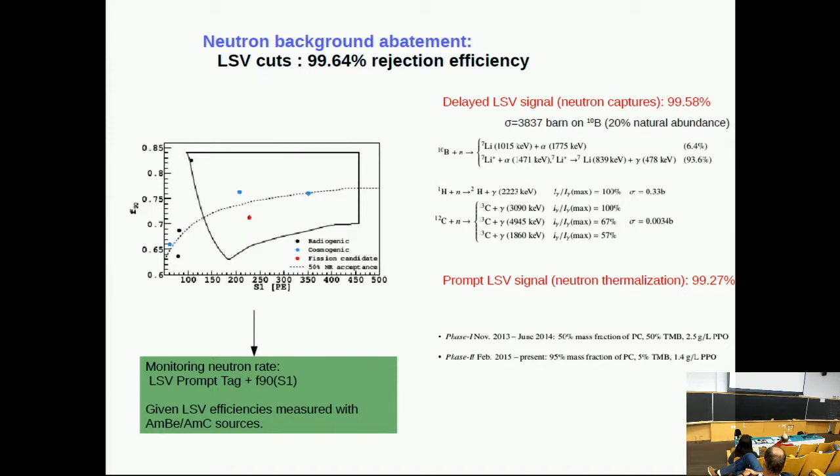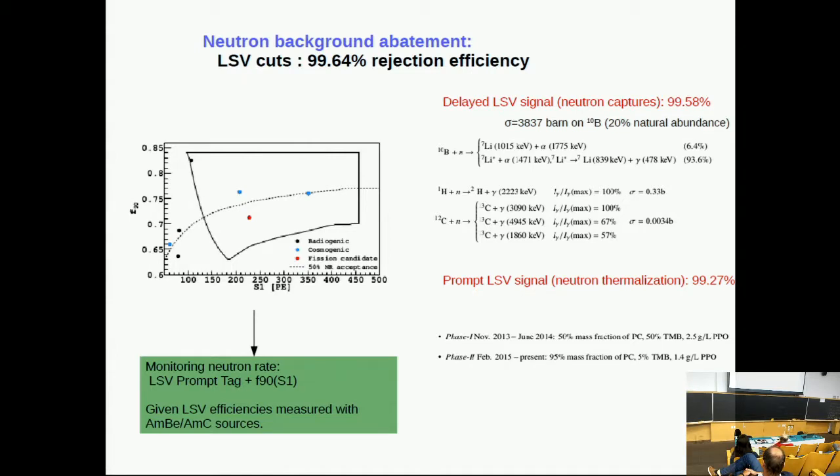The one good thing about the neutron captures that we are using is that we're using boron-10, which produces an alpha. Alpha is a short range particle, so you don't have all those problems of the gammas escaping your veto detector. This high efficiency allows you to basically tag neutrons, count neutrons and identify neutrons. So this is F90 versus S1.